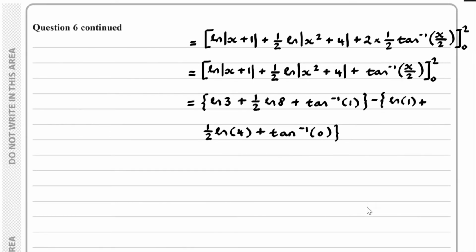So if we work this out, I've got the natural log of 3 plus 1/2 times the natural log of 8, which is the natural log of 8 to the power of 1/2, and the inverse tangent of 1, that's pi over 4, and then I subtract 0, and then 1/2 times the natural log of 4, that's the same as subtracting the natural log of 4 to the power of 1/2, and the reason I'm subtracting is because of the negative here. And then I've got the inverse tangent of 0, which is just 0.